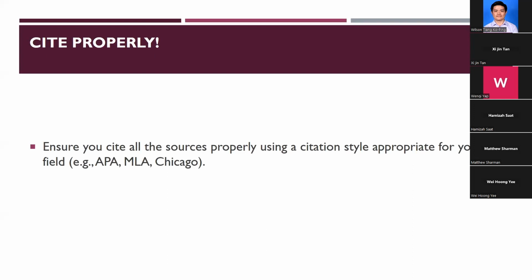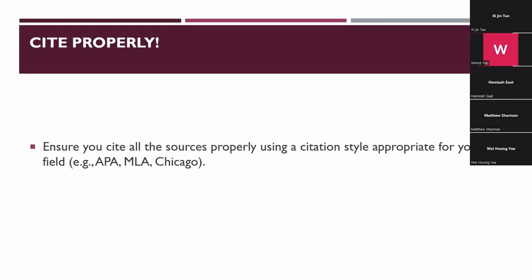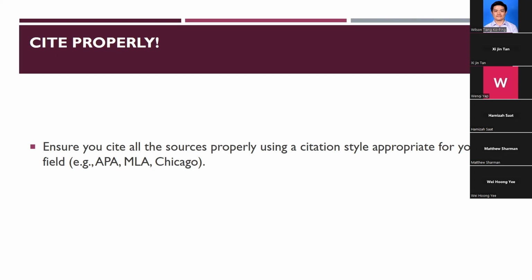The take home message here is that please cite your literature review properly. Please ensure you cite all the resources properly using a citation style appropriate for your field. For example, we use APA 7th. If you are using EndNote, EndNote will create the citation for you. You just need to generate them. If you are using any of the AI tools, make sure you don't plagiarize. Make sure you have the proper citation.